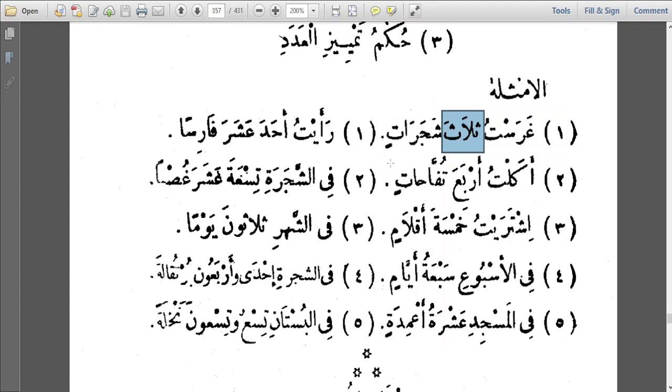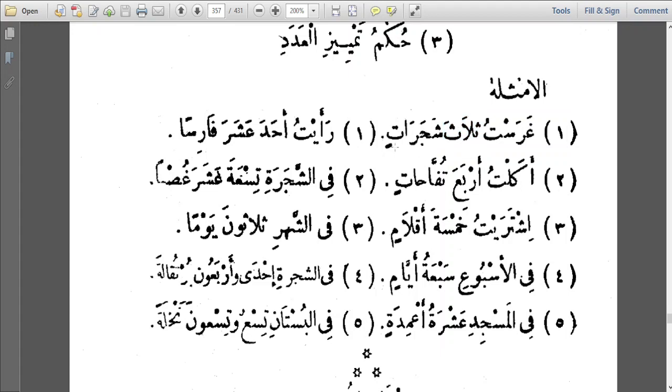So here you see that the numbers ثلاث, أربعة do not have تاء مربوطة. They are masculine. Why are they masculine? Because the things that they are counting are feminine. شجرة is feminine. تفاحة is feminine. And so the numbers should come as masculine. We are talking about numbers from 3 to 10.